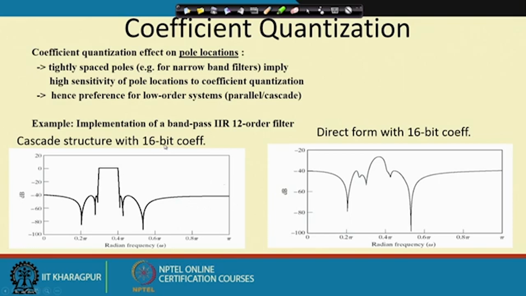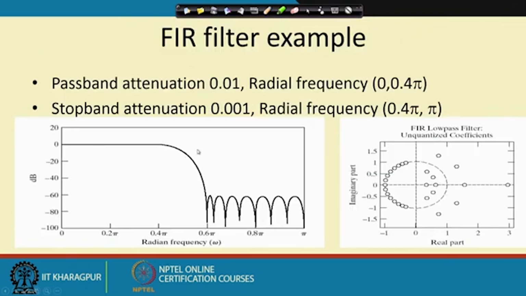Suppose we have to implement one FIR filter which has the specification of passband attenuation of 0.01 with radial frequency of 0 to 0.4 pi and stopband attenuation of 0.001 with radial frequency of 0.4 pi to pi. If you see this, this is the filter response, and this is the pole-zero plot, considering the unquantized coefficients.